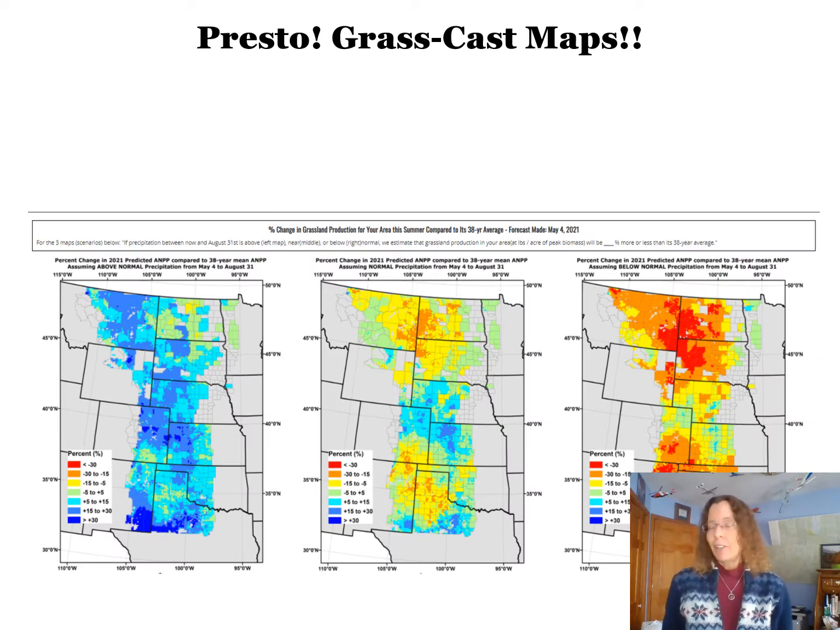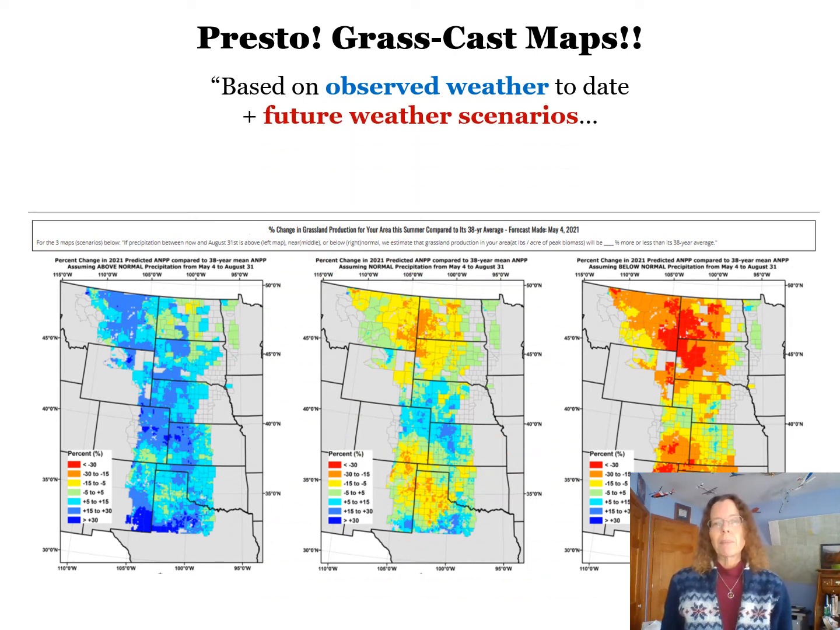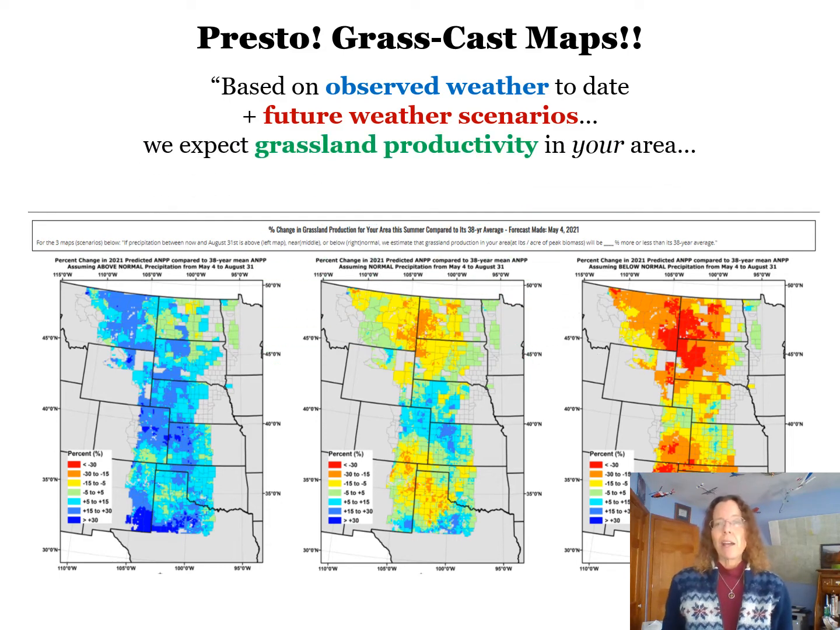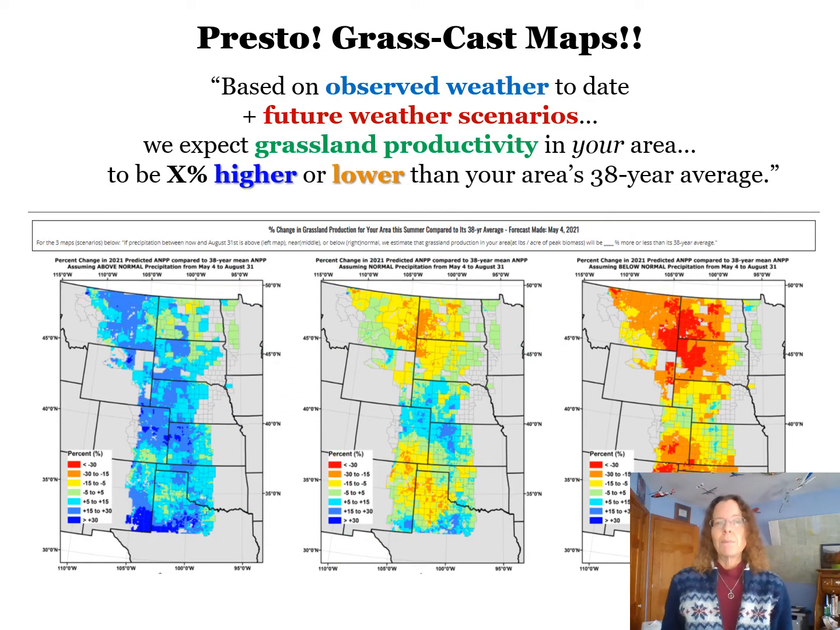Now there's a lot of colors here. Don't panic or shut down on me. I'll take them apart for you here in a moment. For now, let's suffice it to say, the colors are telling us based on the observed weather to date, plus future weather scenarios, we expect grassland productivity in your area to be some percent higher or lower than your area's 38-year average.